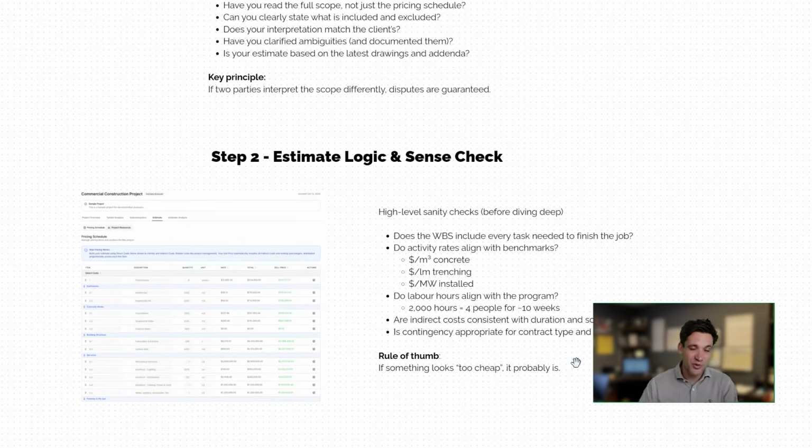Typically, if you do projects where your indirect and overhead costs are 20 to 30% of the contract value, that's a very easy check to do. Or do they align with the duration of the program in the man hours estimate?